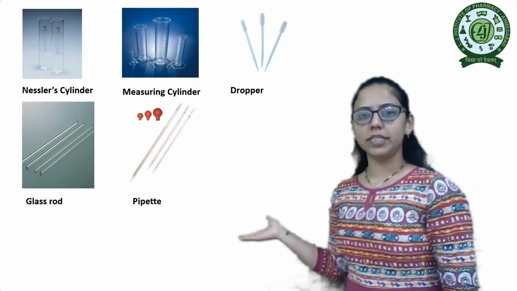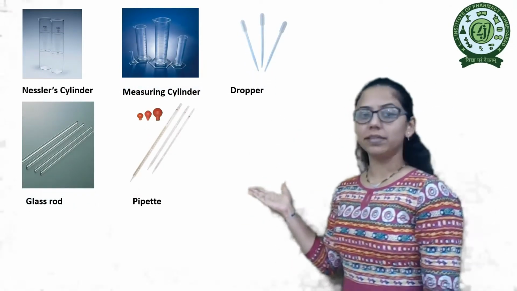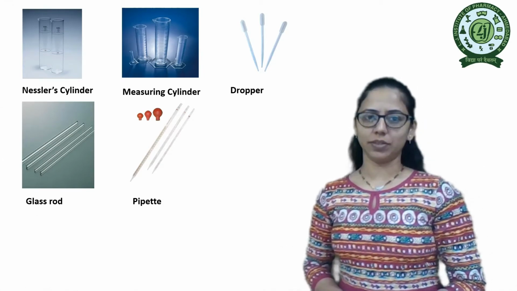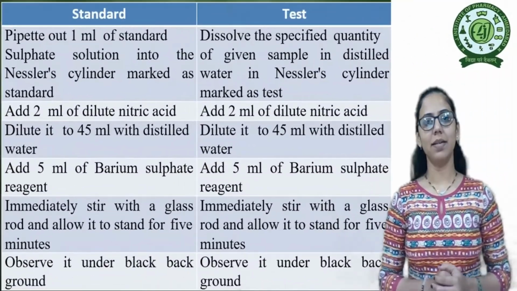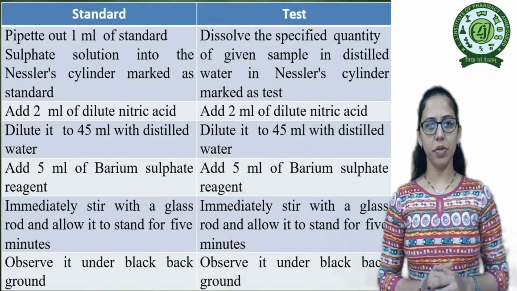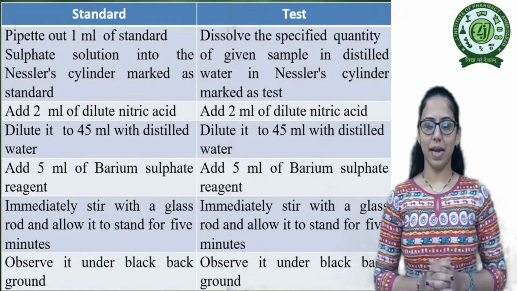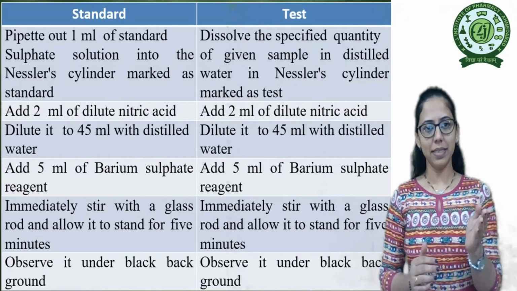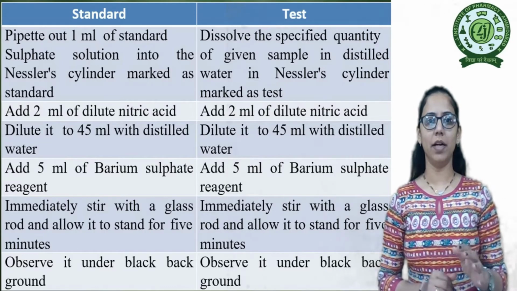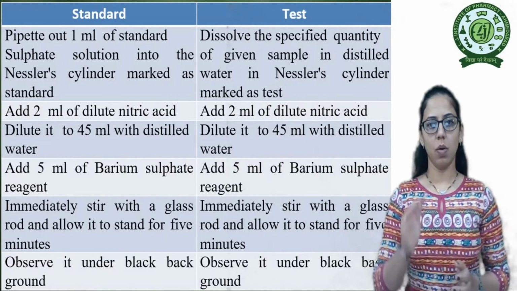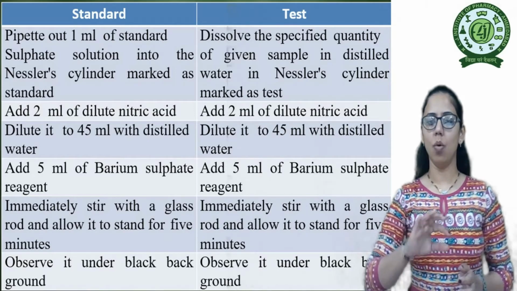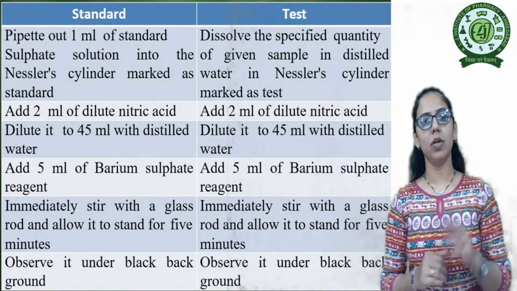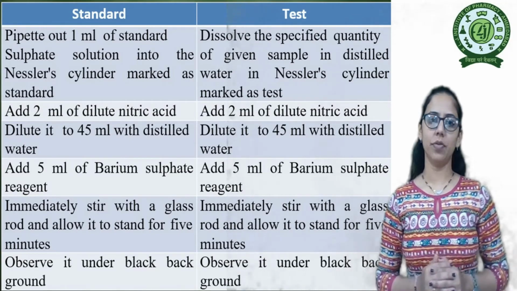Apparatus required for this limit test is Nessler cylinder, glass rod, measuring cylinder, pipette, dropper, etc. Now, how can we perform this limit test? For that, you need two Nessler cylinders and label them as test and standard. In the standard Nessler cylinder, add 1 ml of standard sulfate solution, while in the test Nessler cylinder, add 1 ml of test sample. To both Nessler cylinders, add 2 ml of dilute nitric acid.